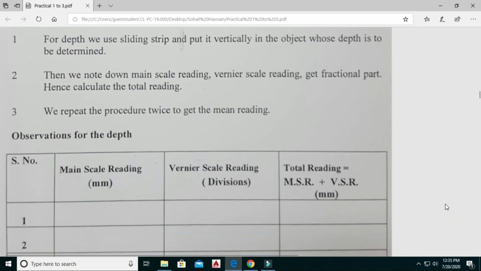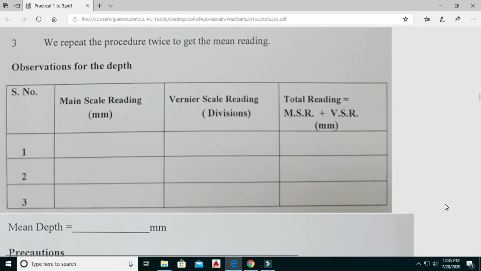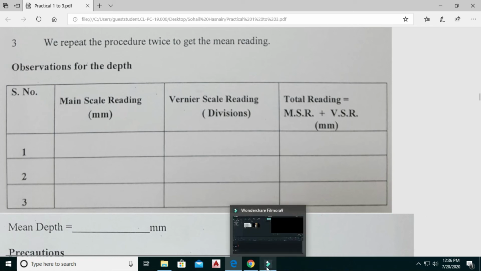Now fill the column for depth. We measure the depth. The main scale is 36. The vernier scale, what will be the reading? You note down the divisions and multiply by the least count. The value will be 12 divisions into 0.05, which is 0.6. So 36.60 will be your reading. Take two more readings and fill them in your observation column. In this way, we are going to cover the observation chart.